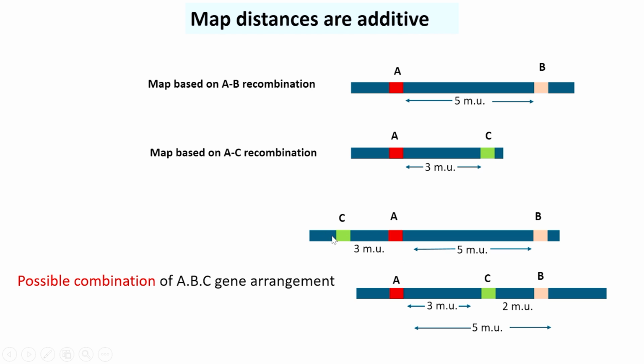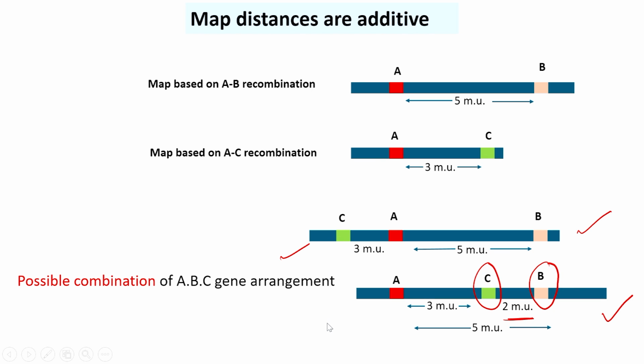So in this particular case, out of these two alternatives that we have, the one here and the other here, we can only rule out one when we know the distance of B and C. If it is 2 map units, that is fine, but if it is 8 map units, then this one is fine, right. So this is the way we arrange the genes in an additive manner on a linear chromosome.